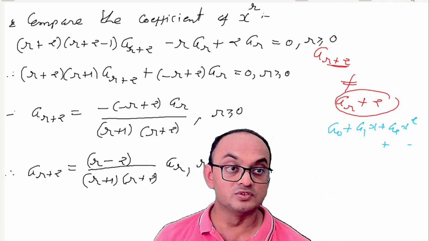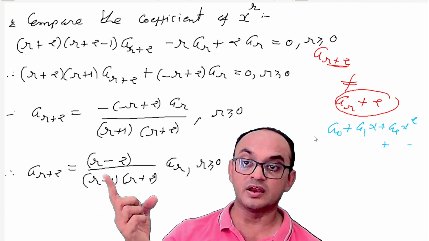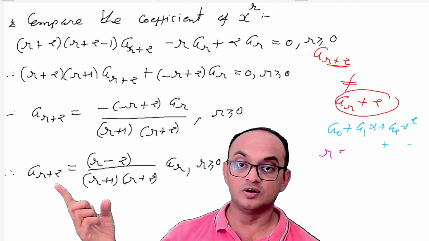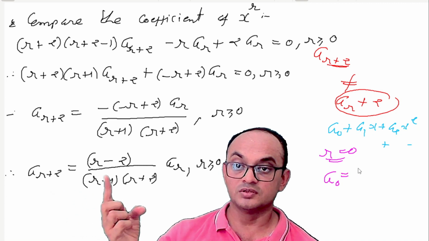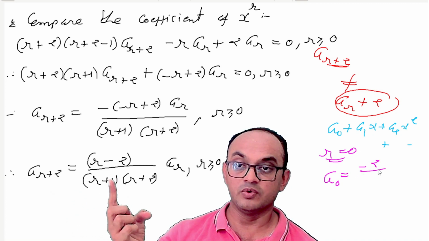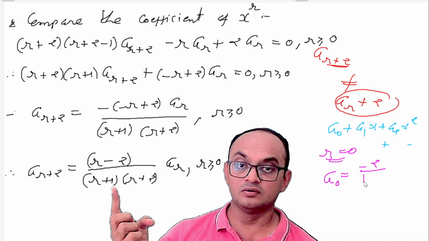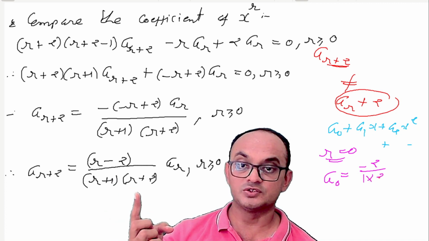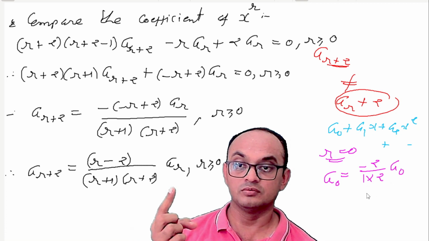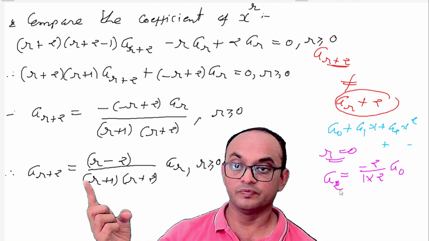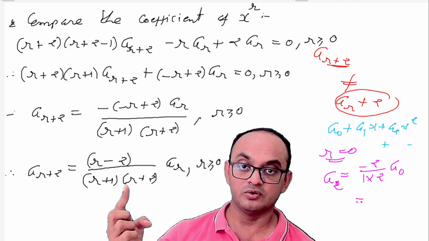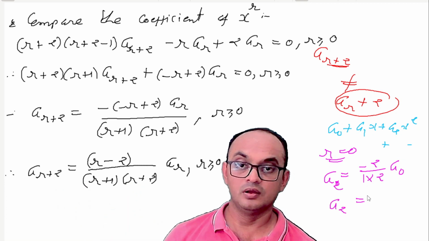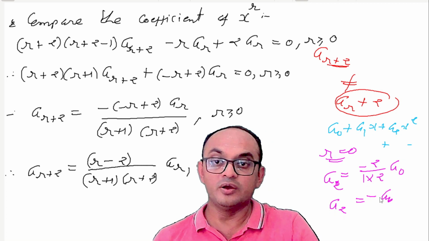Now, suppose r is equal to 0. Let us cross verify whether this is true or not. Let me substitute r equal to 0 here. So when r is equal to 0, this is what? a0, r is equal to 0. 0 minus 2 is minus 2 divided by 0 plus 1 into 0 plus 2 into a0. Right, sorry, this is a2. a0 plus 2 is a2 equal to this, right? So a2 is equal to minus a0.